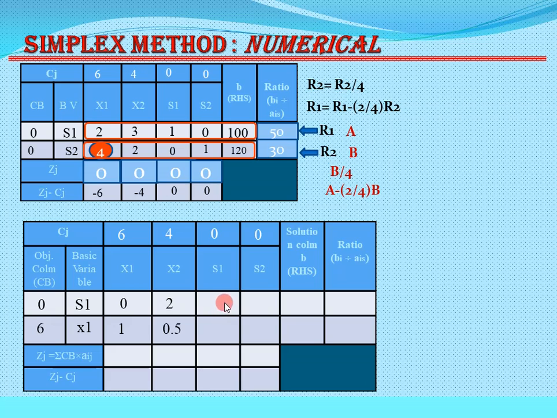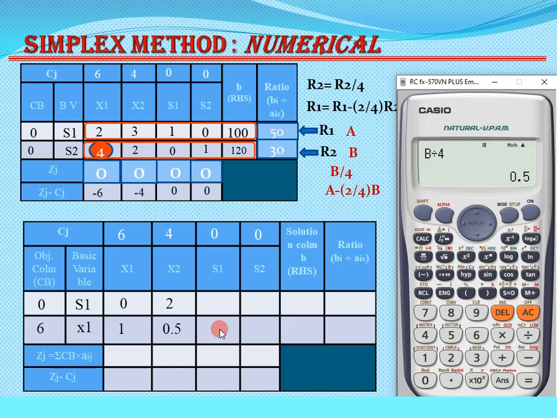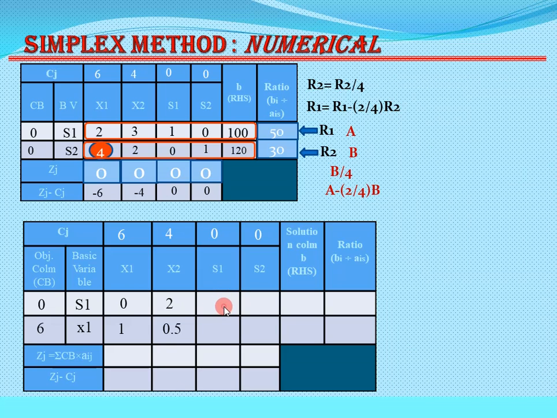Now to get the next column values, again press equal to in the calculator. Again it asks the A value. So A value is 1. Then press equal to and B value is 0. So again press equal to, we get A value as 1 and B value as 0. So these values we have to write in this next column.